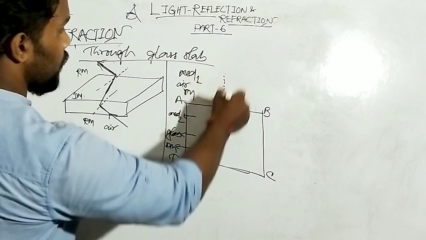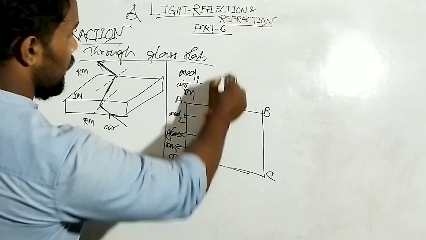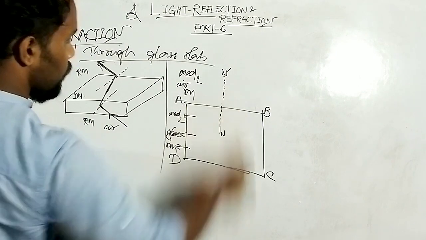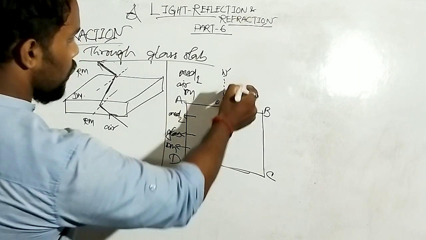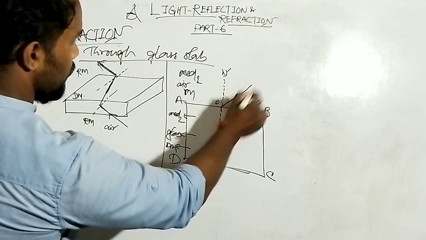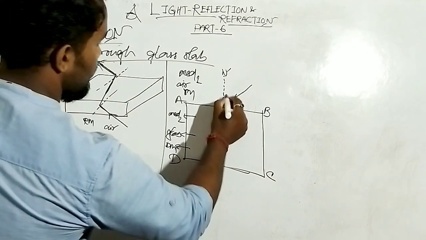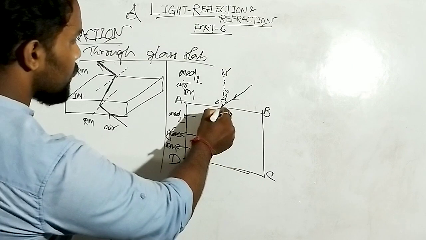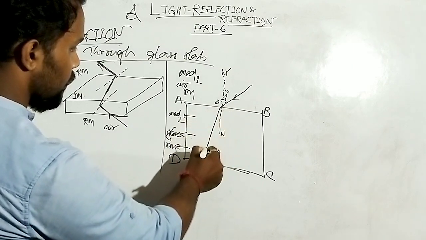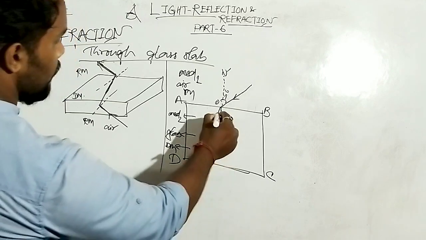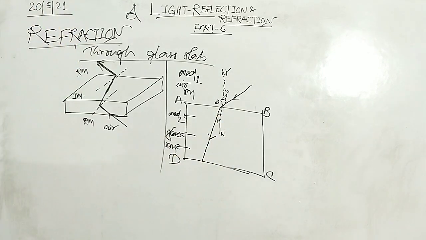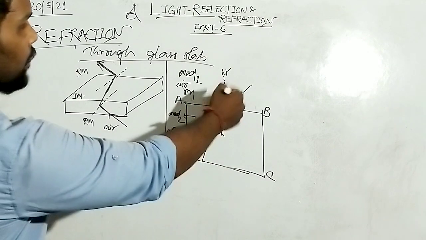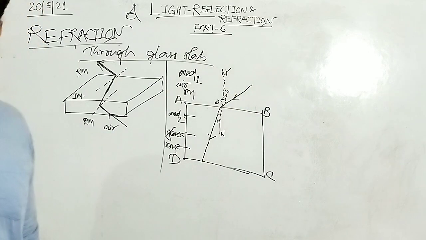Give some names here: this is the point O, this is the point N, and this is the point N dash. Now consider one incident ray, and this is the incident angle. Since it is coming from rarer to denser medium, it will move towards the normal. This is the refracted angle. The angle the refracted ray makes with the normal is the angle of refraction, and the angle the incident ray makes with the normal is the angle of incidence.